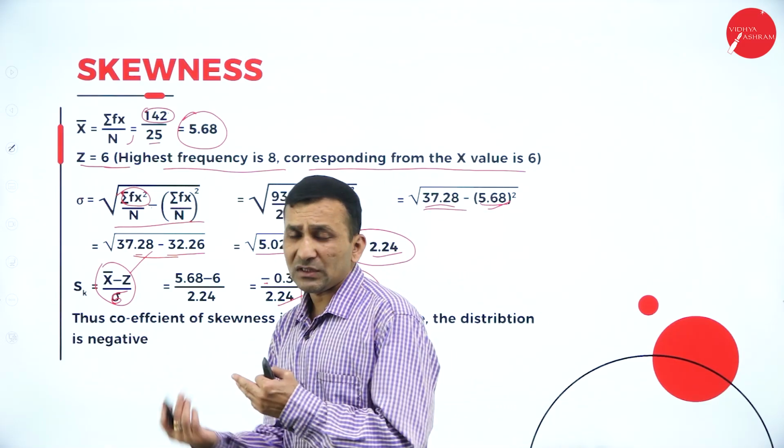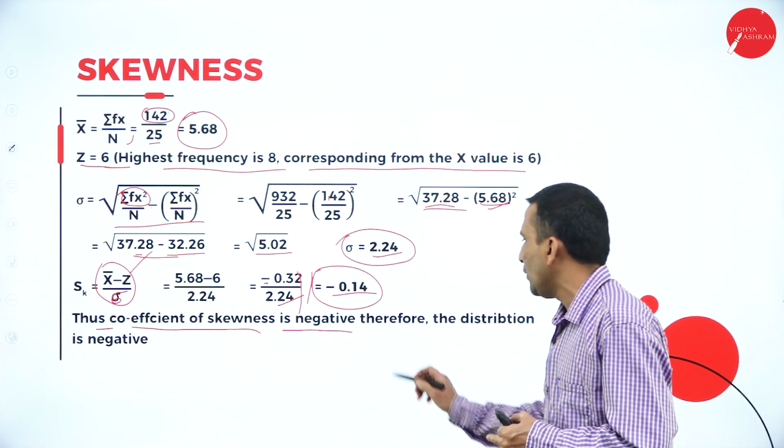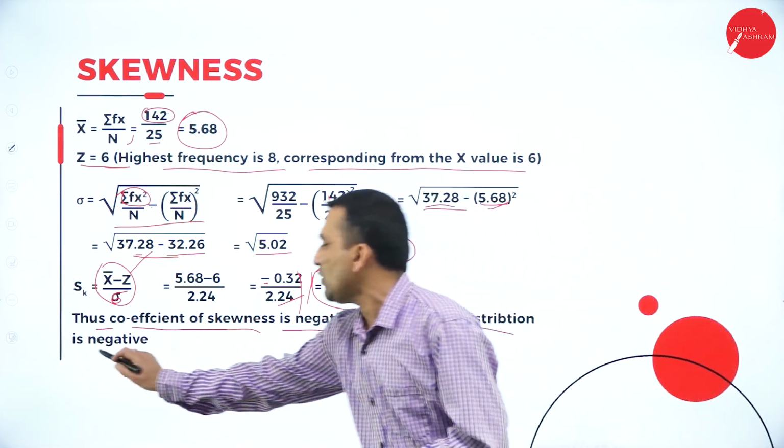So now the third step, we need to go for the comment. The coefficient of skewness is negative, therefore the distribution is also negative.